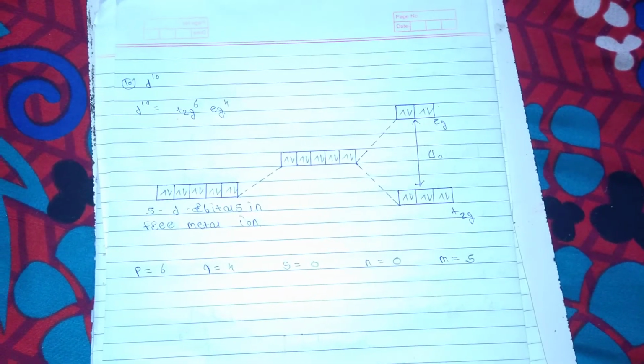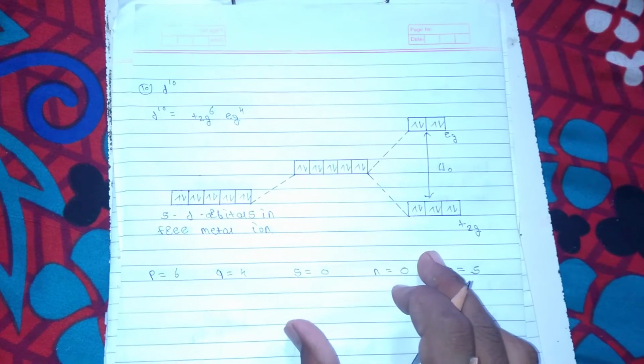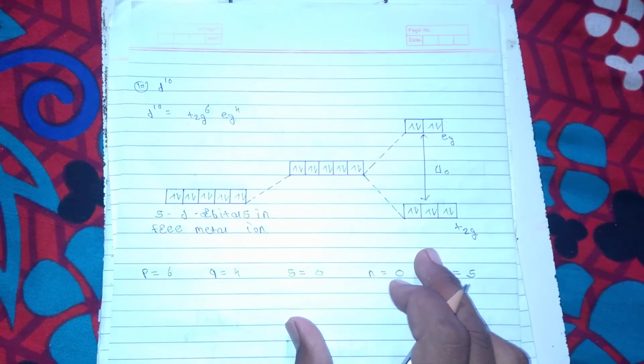This is all about the distribution of the dx electrons, 1 to 10 electrons, in the octahedral complexes on the basis of high spin complexes. Thank you.